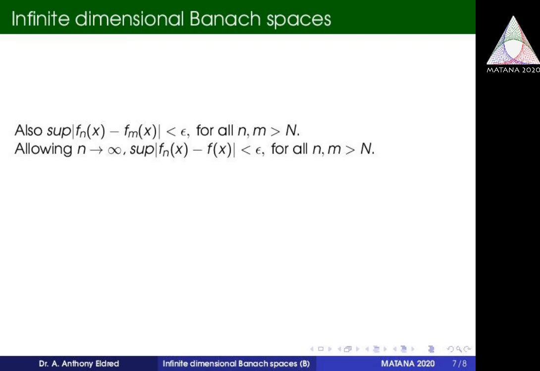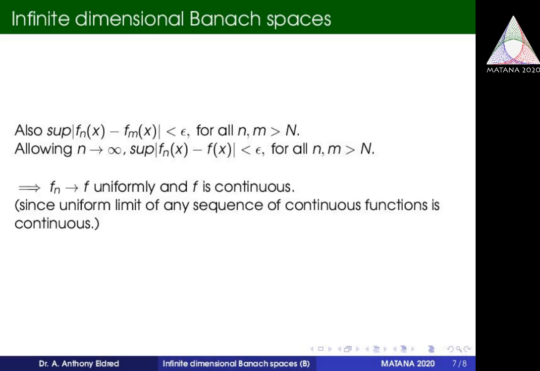Also, since the supremum of |fn(x) - fm(x)| is less than epsilon for all n, m greater than N, in this inequality we can allow m to go to infinity. When we allow m to go to infinity, we have the supremum of |fn(x) - f(x)| less than epsilon for all n greater than N. Which implies that fn converges to f uniformly, because this is a uniform convergence which you know.